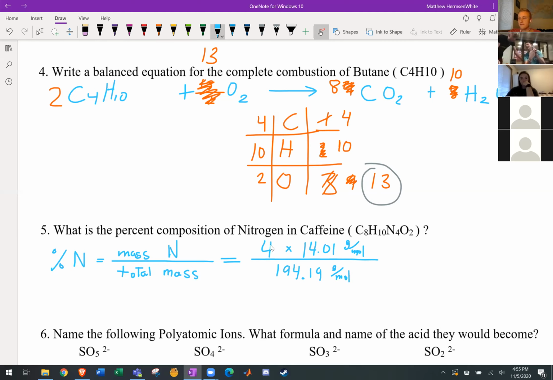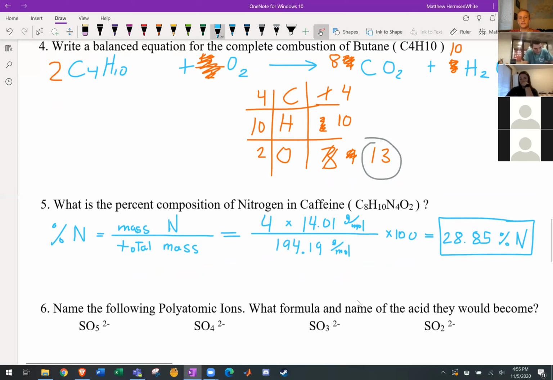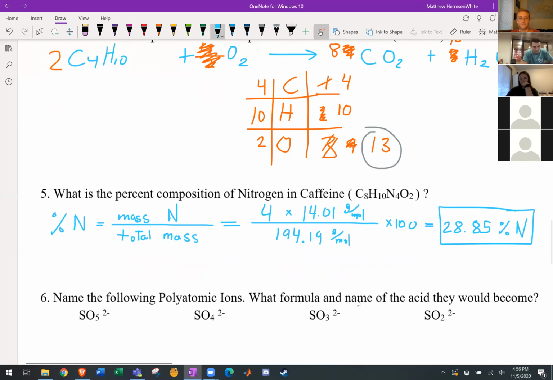So I multiply 4 times the nitrogens, divide by the total mass, and, oh, can't forget times 100, because this is a percentage, and that gives us 28.85% nitrogen. What questions do you have on number 5?